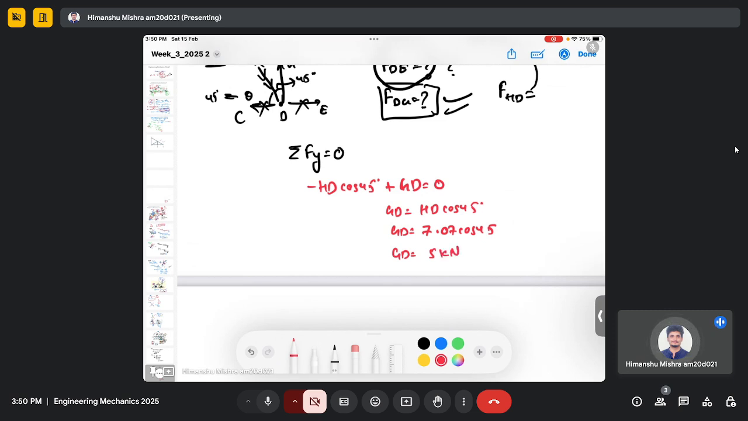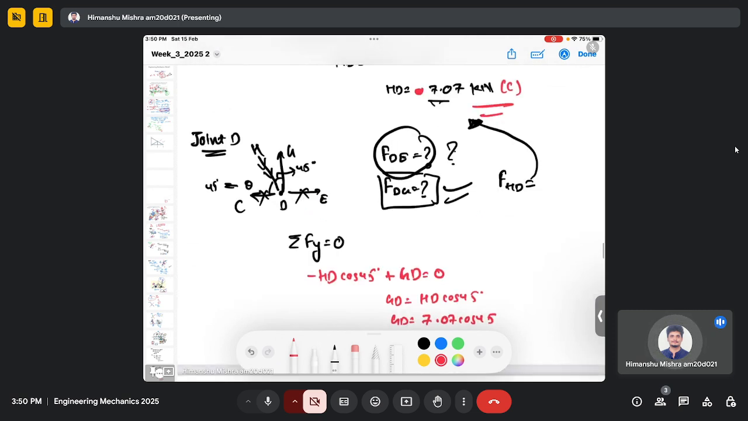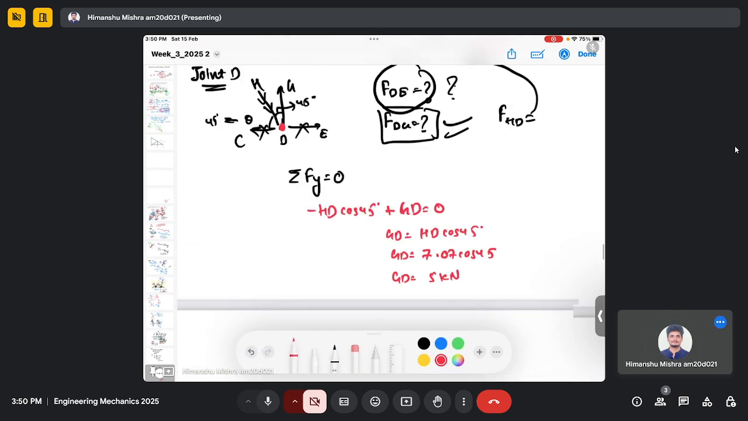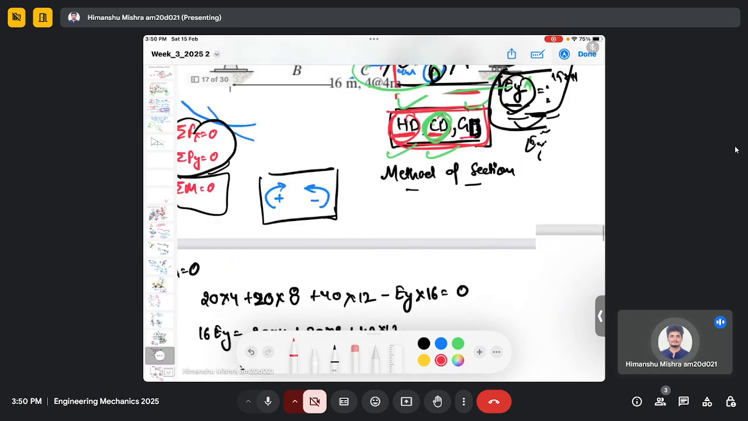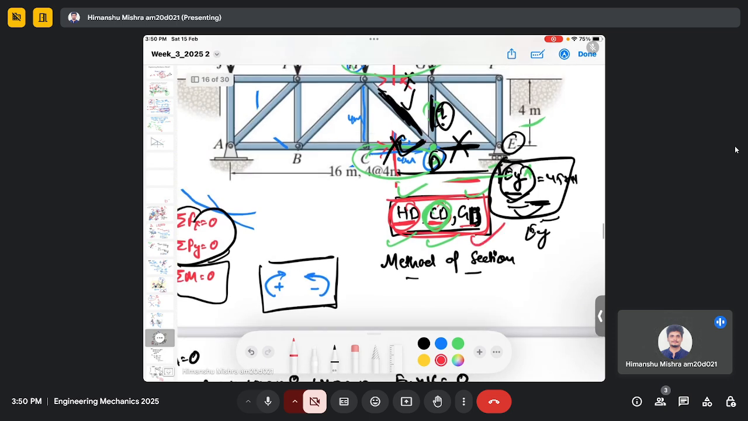5 kilonewton. It's a positive 5 kilonewton, which means the assumed direction is correct, and you can see it is moving away from joint D, which means it's tensile, right? So here we actually find the force in three members, which are GD, CD and HD, by using method of section. At last we also use method of joint.